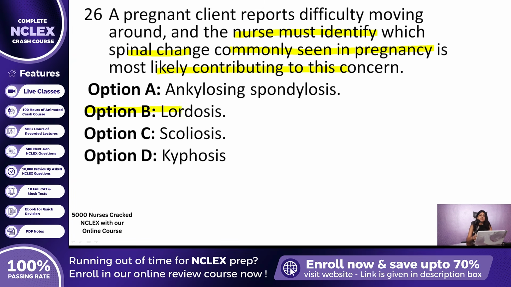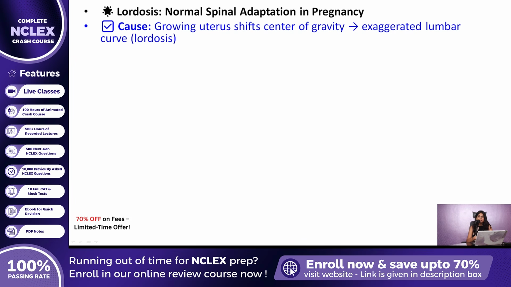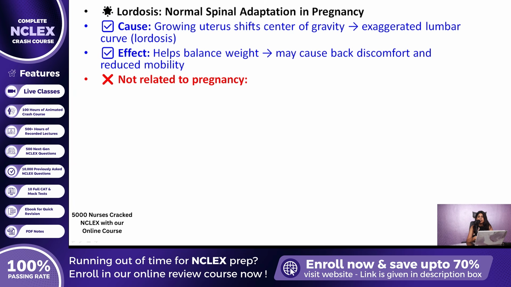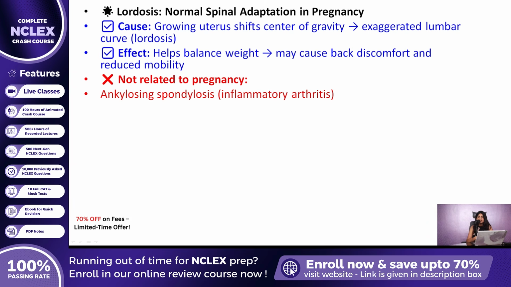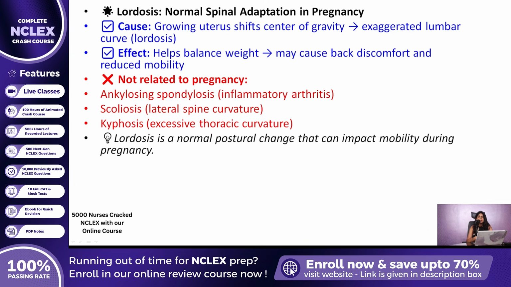Here is why. As pregnancy progresses, the growing uterus shifts the woman's center of gravity forward, leading to an exaggerated lumbar curve called lordosis. This postural adaptation helps balance the increased weight, but often results in back discomfort and reduced mobility. The other options describe conditions unrelated to normal pregnancy changes. Ankylosing spondylosis is an inflammatory arthritis, scoliosis is a lateral spinal curvature, and kyphosis is excessive thoracic spine curvature. The key point is that lordosis is a normal spinal adaptation in pregnancy, though it may contribute to mobility challenges.